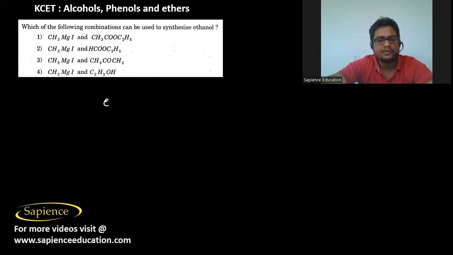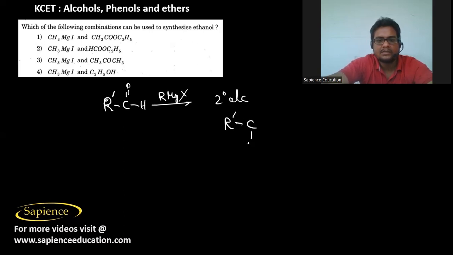So if any aldehyde group reacts with the Grignard reagent RMgX, then it will form a 2 degree alcohol. It means that, let's say it is R dash, it will form R dash R CH OH. Okay, so it will form a 2 degree alcohol.